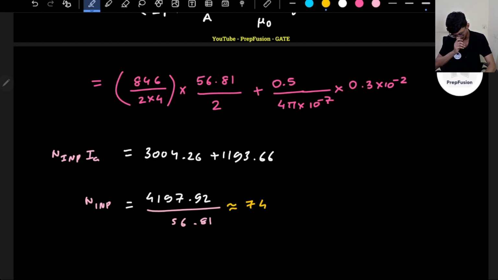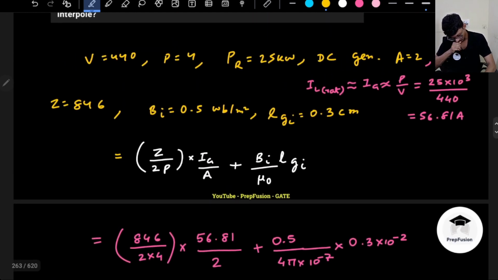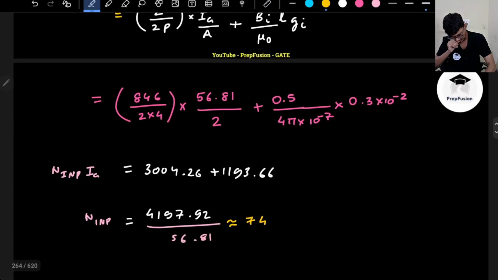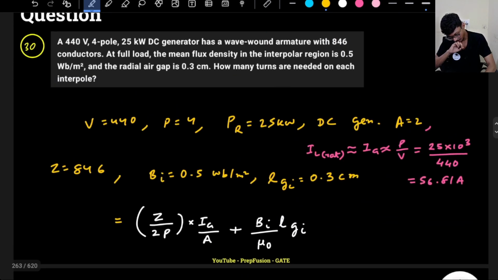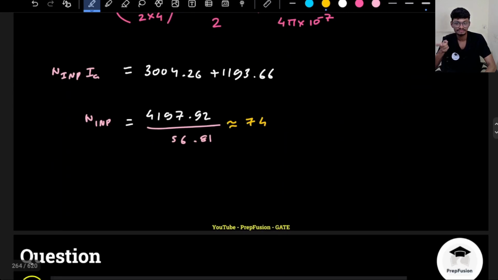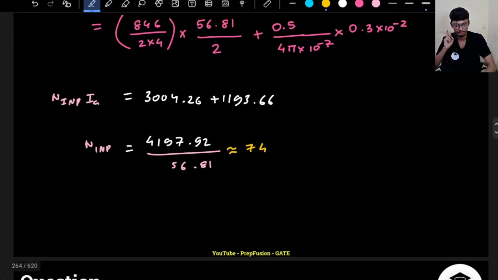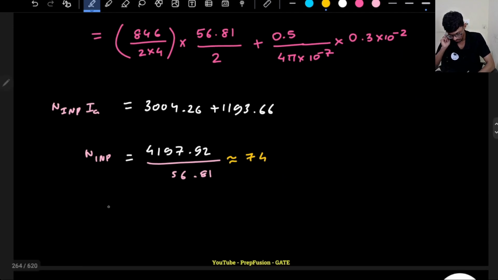No, this is not per pole, right? This is the overall number of turns, correct? They are asking turns per pole. So per pole turns will be this divided by the number of interpoles. How many interpoles do I have? 4.